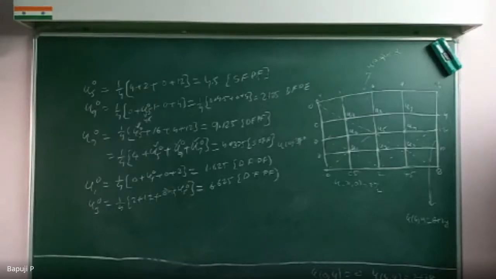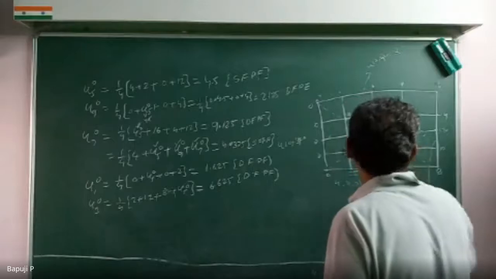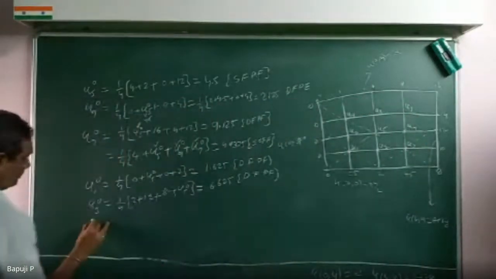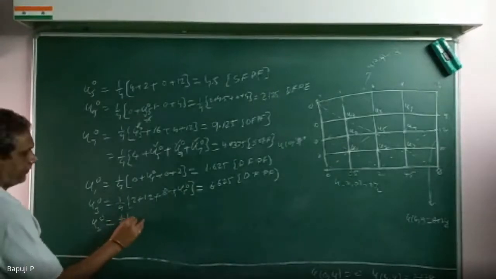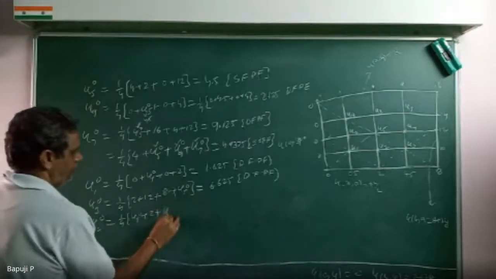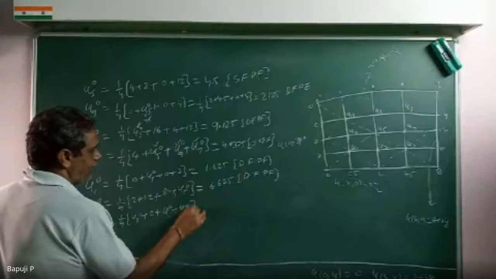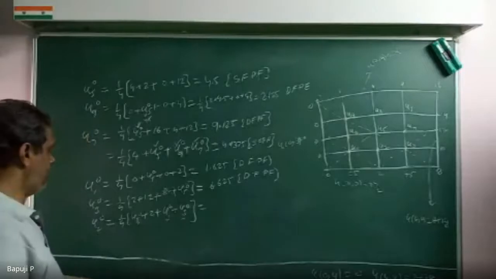Okay. Now I got U1, U3. Now what I want to do is find U2. U2 means standard 5-point formula: this fellow plus this fellow, this fellow plus this fellow. So U2 of 0 is equal to what? U5 of 0, U1 of 0 plus U3 of 0. Because this value I know, this value I know, this value I know. So what is that? Tell me U2 of 0.